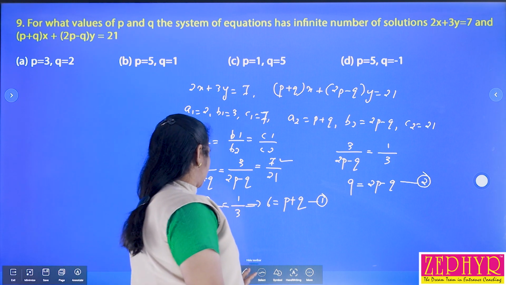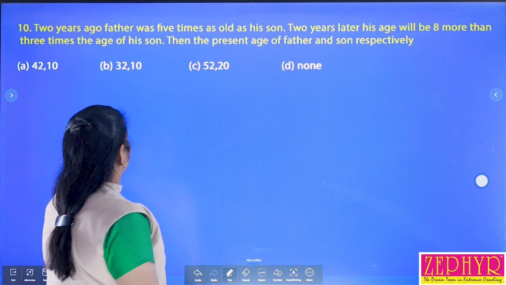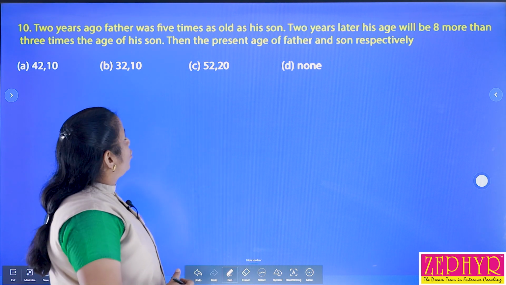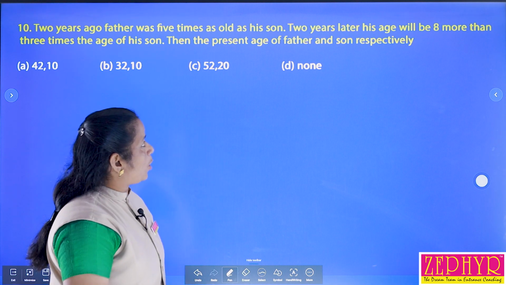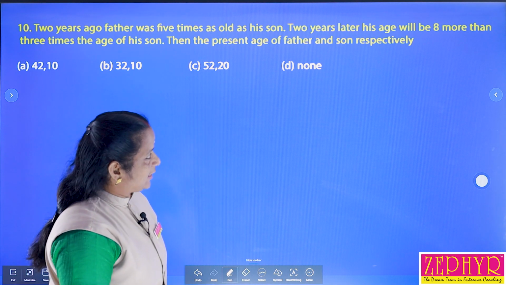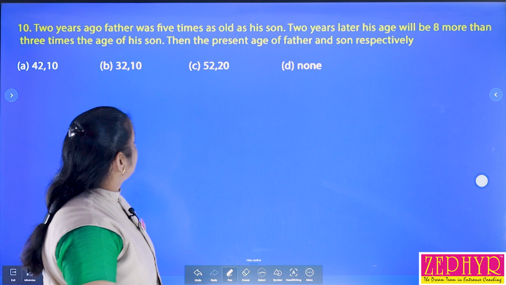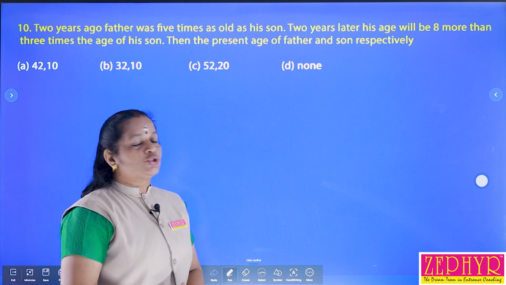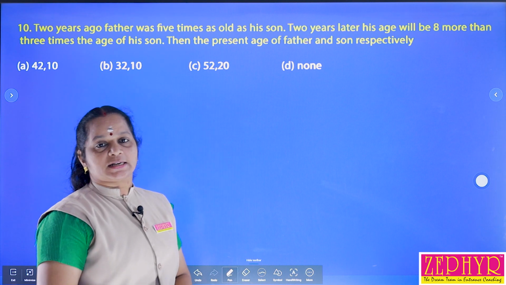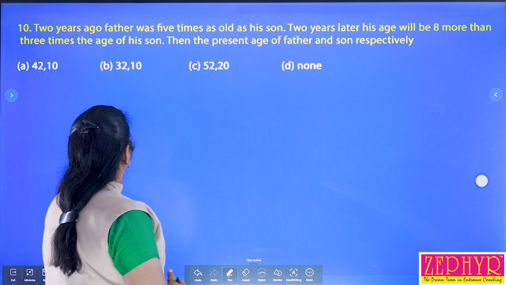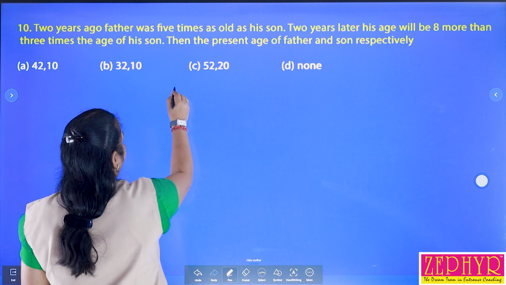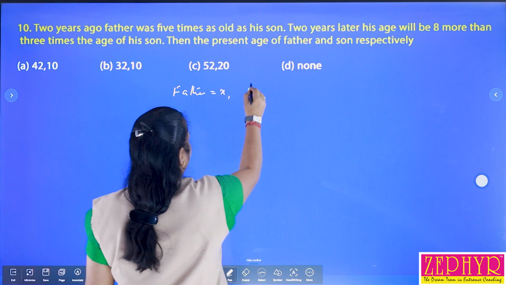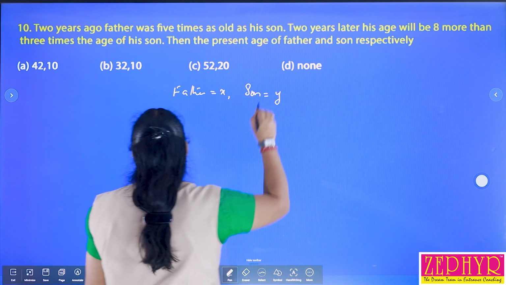Okay, the next question. There is a word problem relating to linear equations. Two years ago, the father was 5 times as old as his son, and two years later his age will be 8 more than 3 times the age of his son. Then what are the present ages of the father and son respectively? So read the question carefully. Now we take the age of the father as x and the age of the son as y.